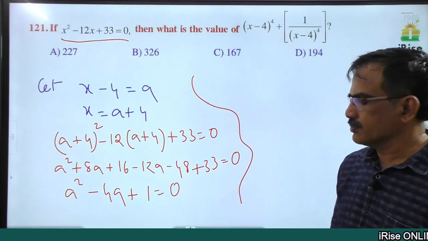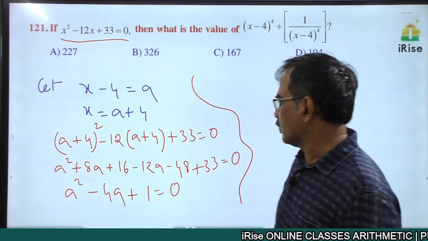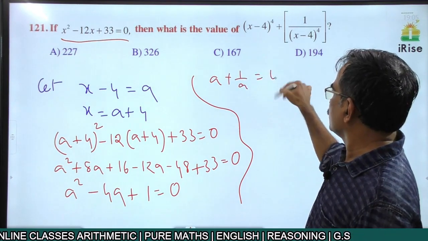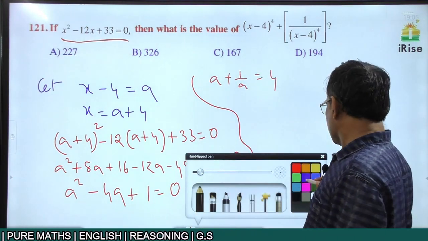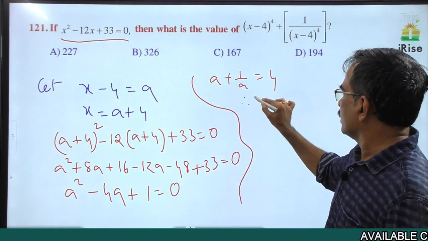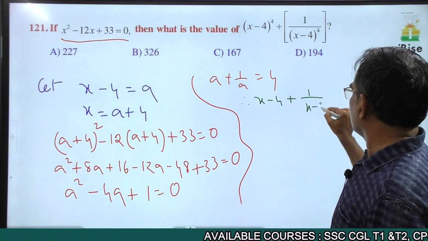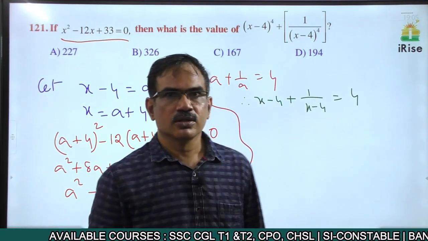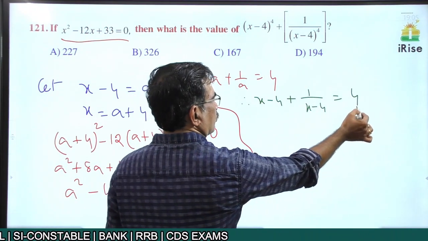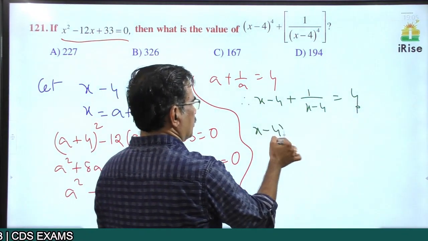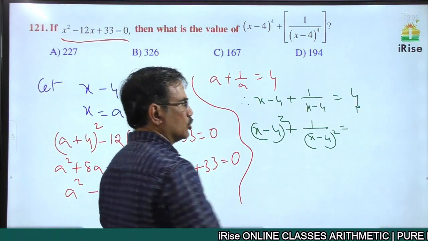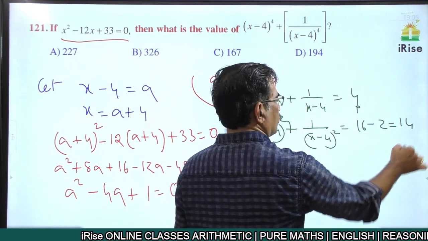See this carefully. a² − 4a + 1 = 0. Divide by a: a + 1/a = 4. What is a? a is nothing but x − 4. Therefore, x − 4 + 1/(x − 4) = 4. So this is converted like this. Consider this as p. What is (x − 4)² + 1/(x − 4)²? It is p² − 2, 16 − 2, which is equal to 14.